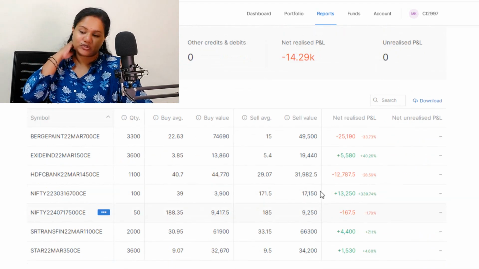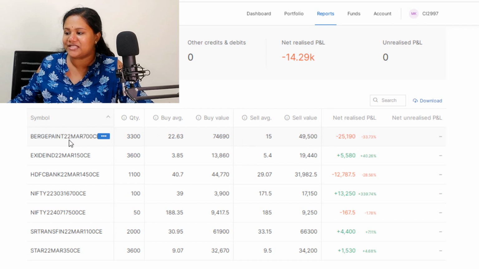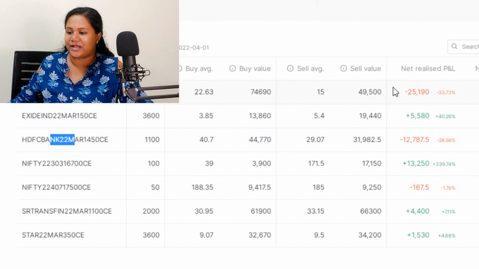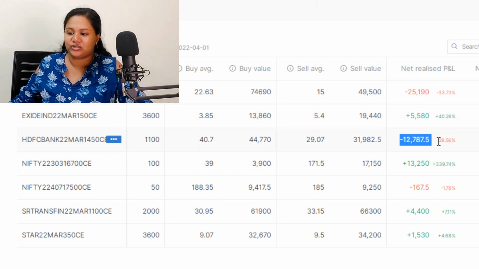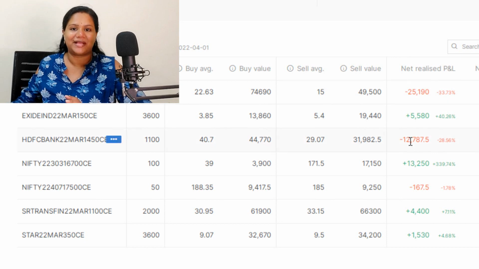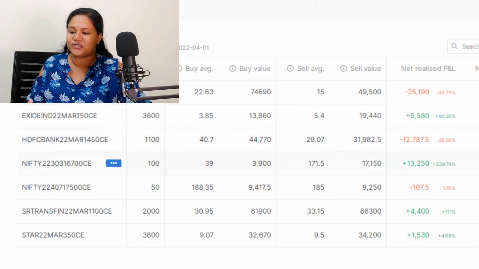So in options, you see the major losses are these two trades, one in Berger Paints and the other in HDFC Bank. In Berger Paints, I lost about 25,000 rupees, and in HDFC Bank, I lost about 13,000 rupees. These were my massive trades, massive losses. In the middle of the month, these were my major losses.